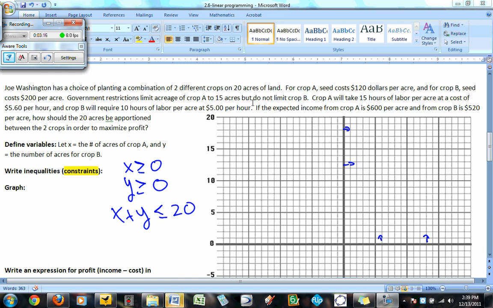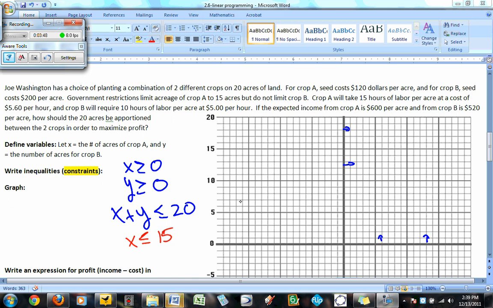There's a couple more constraints on there. Let's see. 2 different crops. We did that. That's where we got our X plus Y is less than or equal to 20. Here, this is dealing with dollars. We're going to forget about that for now. But here, it says government restrictions limit acreage of crop A to 15 acres, but do not limit crop B. We said crop A was X. So we can plant no more than 15 acres. So X has to be less than or equal to 15 acres.